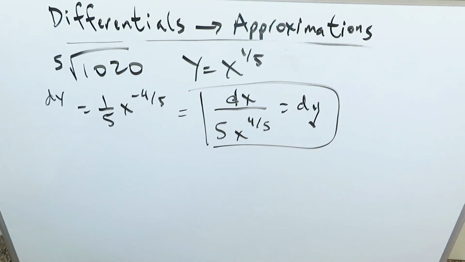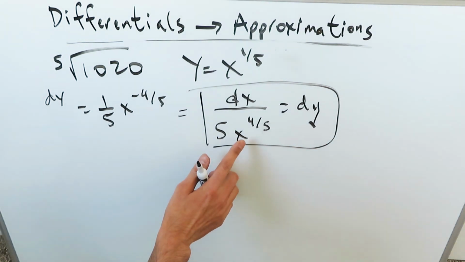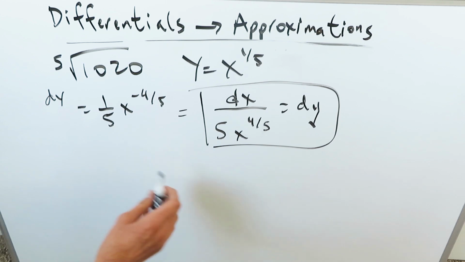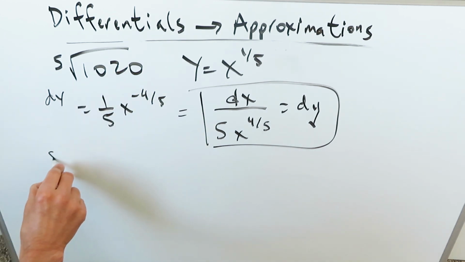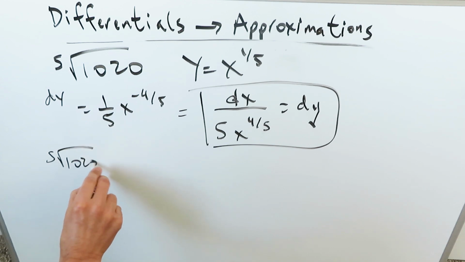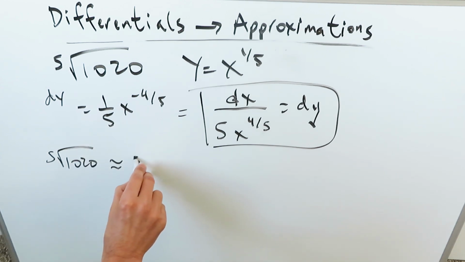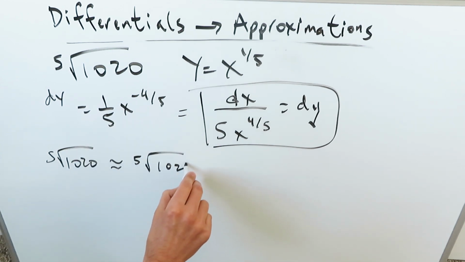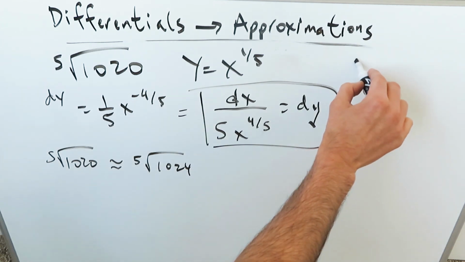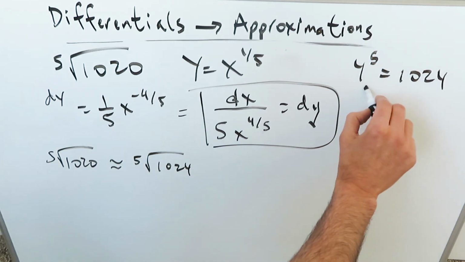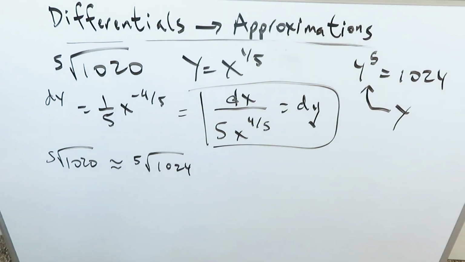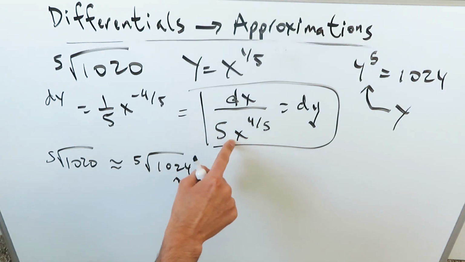Now what we have to do is start determining what x is, what dx is. I'm thinking of a certain item which is close to that, and if I do the 5th root of 1020, it should be relatively close to the 5th root of 1024. Why am I picking 1024? Because 4 to the power of 5 is equal to 1024. This right here is my y value. This right here is my x value, which will come right over here.